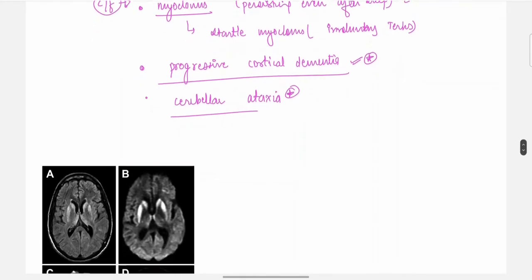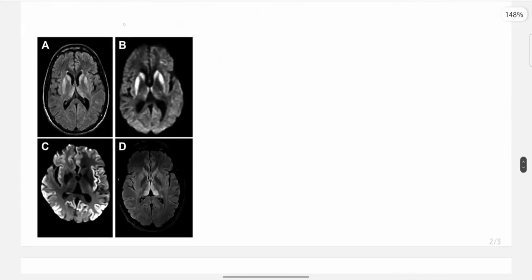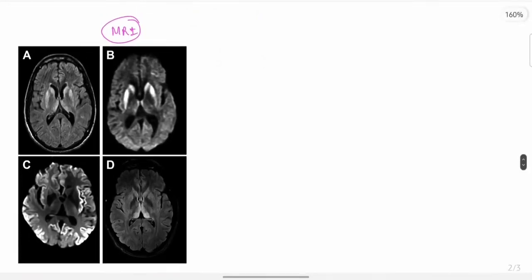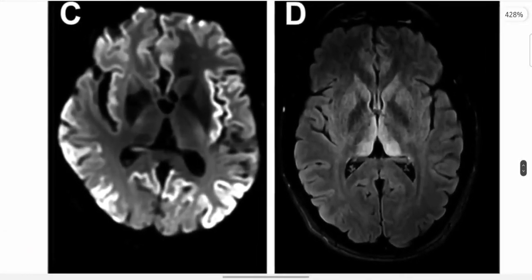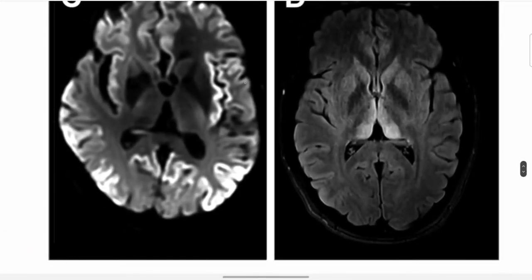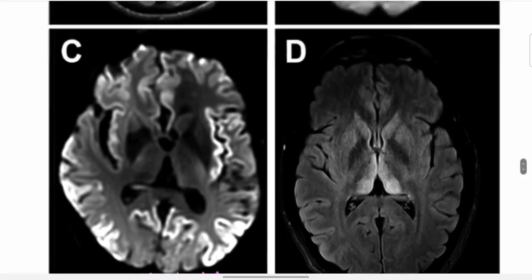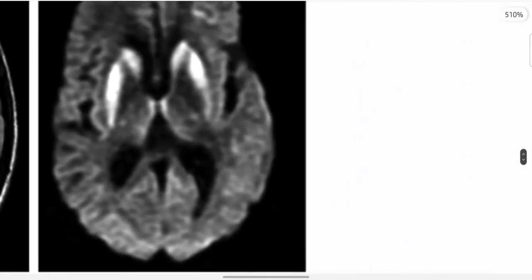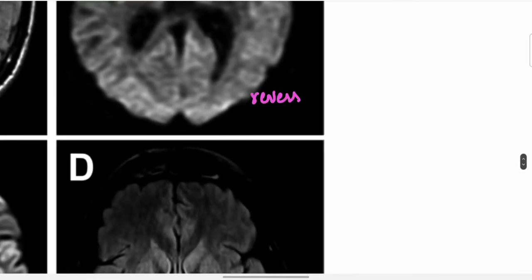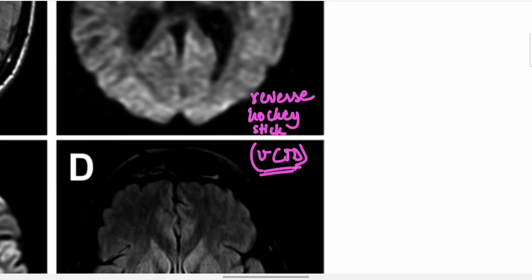Then on examination, first of all the imaging, we will do the MRI. In MRI, this is a very important diagram. This is showing hyperintensity of the gyri. This is cortical ribboning, characteristic of prion disease, characteristic of CJD. Second is the reverse hockey stick sign. This is also characteristic of CJD and more specifically of variant CJD.